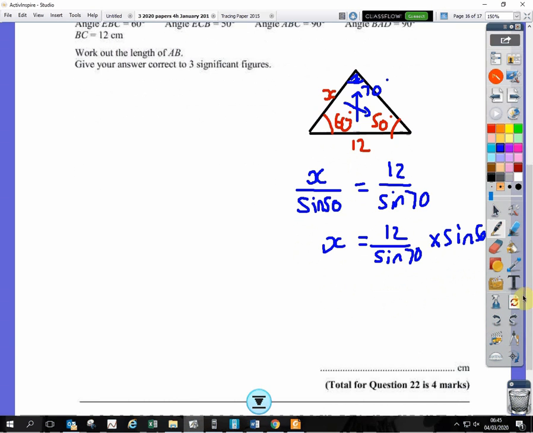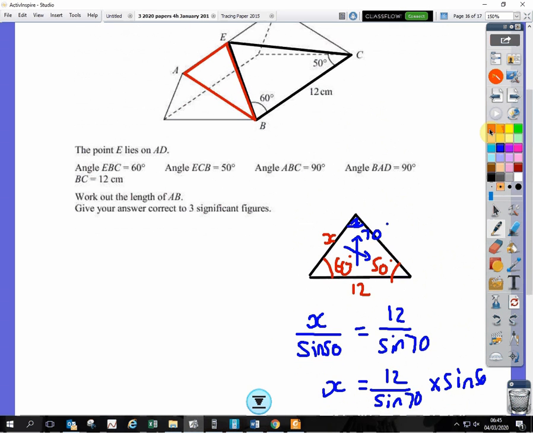Okay, and so we can work out what B is. It's around about 9.7824. Okay. Then what we're going to do is go back to that red triangle.